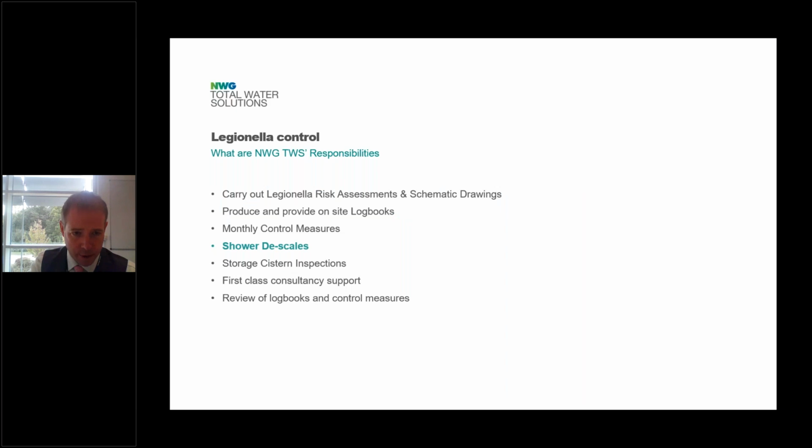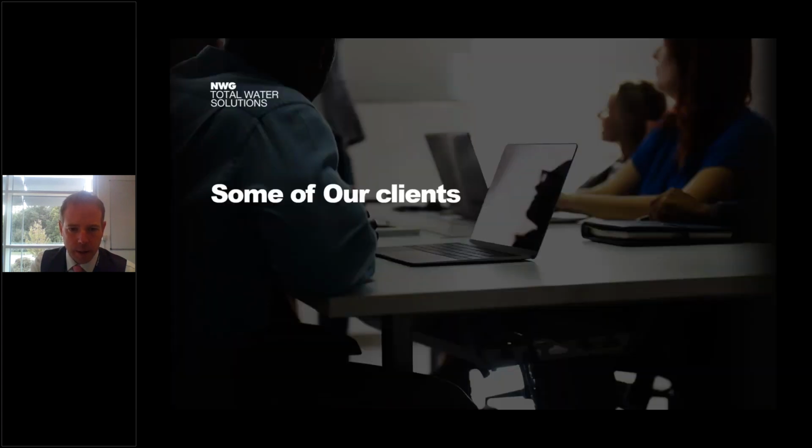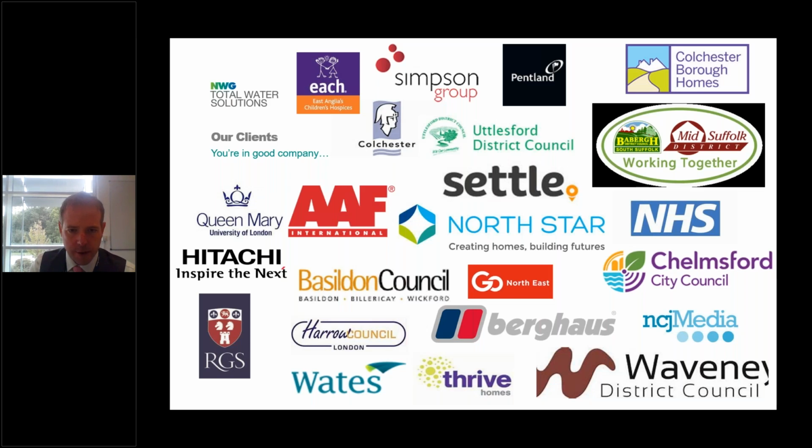So what we're looking at here is the sort of things that we do as a contracting company. We carry out the risk assessments, we produce on-site logbooks, we do monthly control measures, so that could be temperature checks. We also do shower descales, annual storage system inspections, we do first-class consultancy, of course, and we review logbooks and control measures and do training courses, one of which is today. And there you go. So just finishing off with some of our clients at the end, and there we go.